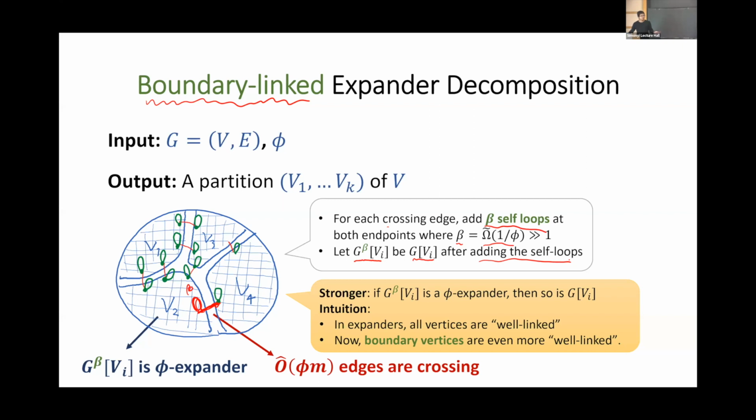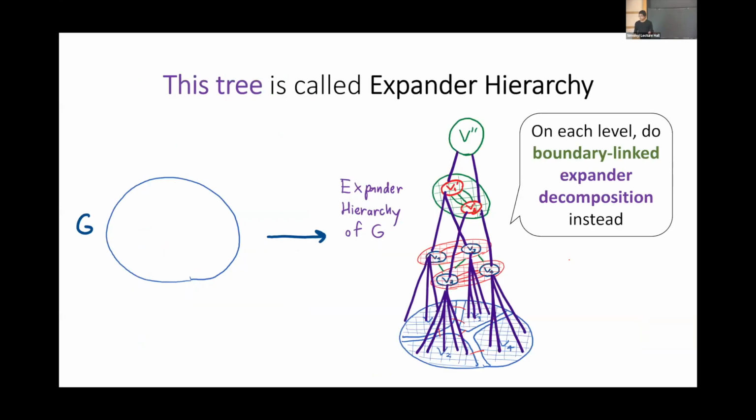Now with this definition, we can define what we call an expander hierarchy. The tree that I call an expander hierarchy is the same tree that I constructed before, except that each layer is now defined by boundary-linked expander decomposition instead of just normal expander decomposition. So I hope the definition is clear.